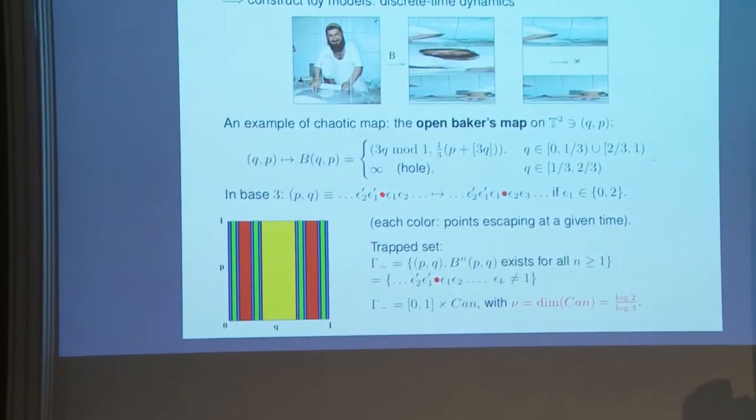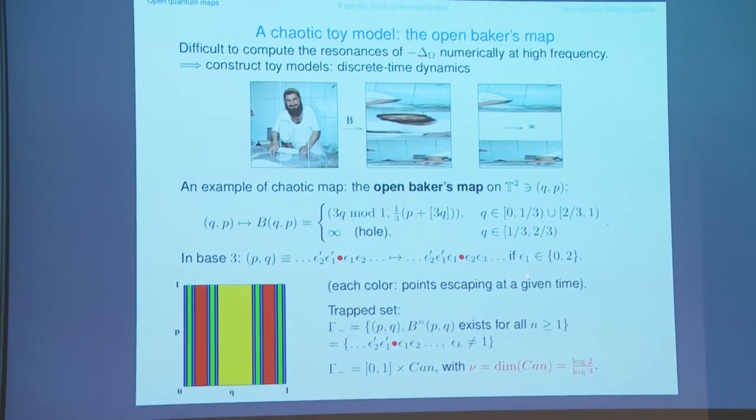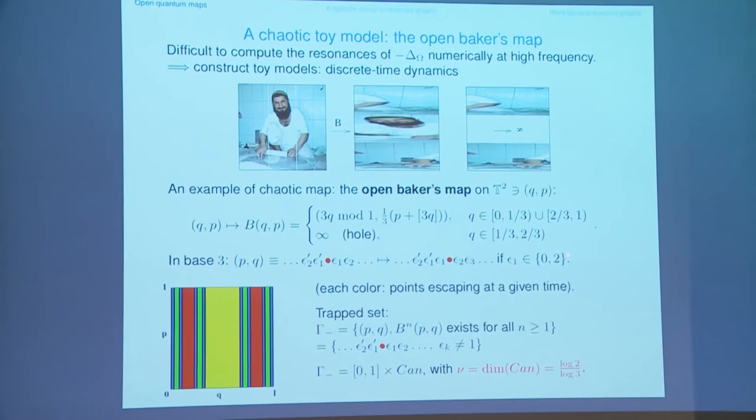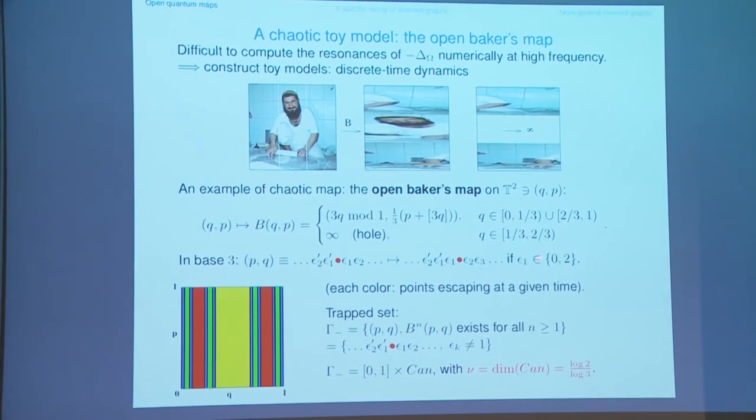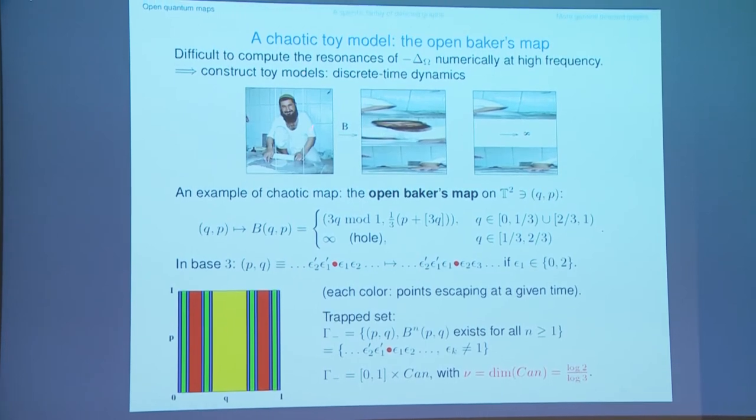You just shift, that is, you push the comma here to the right. And this is non-zero only if you keep it provided epsilon 1 here is different from 1. Because epsilon 1 equal to 1 corresponds to these points here, which were here at the beginning. So the rule is very simple. It's just a shift, and keep only the symbols such that epsilon 1 is different from 1. So it's a very easy decomposition.